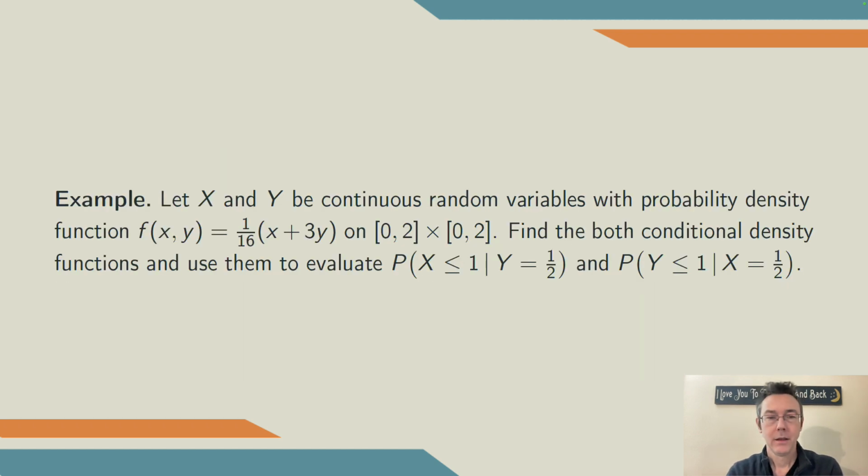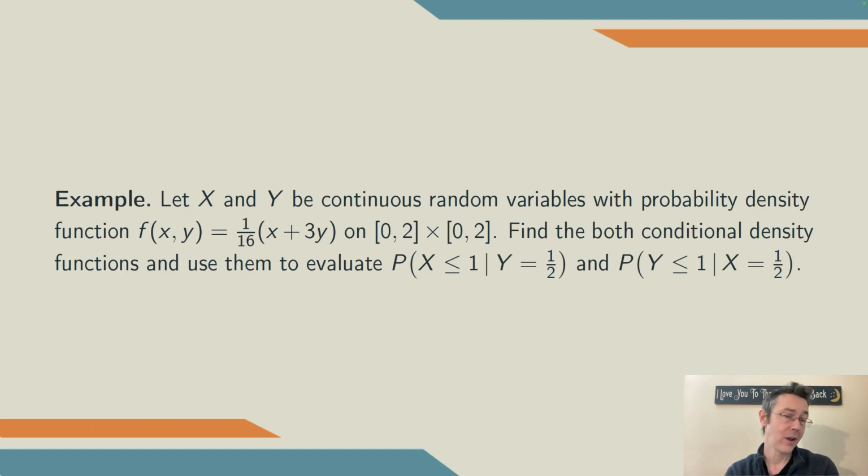Okay, let's do an example to try and make all of this a little bit more solid, a little bit more real. So suppose we have a probability density function, 1/16 times (x plus 3y), and the joint support is 0, 2 cross 0, 2. So both x and y have to be between 0 and 2. We want to find both conditional density functions and then use them to evaluate the probability that x is less than 1, assuming that y is equal to 1/2, and then the probability that y is less than or equal to 1, given that x is equal to 1/2.